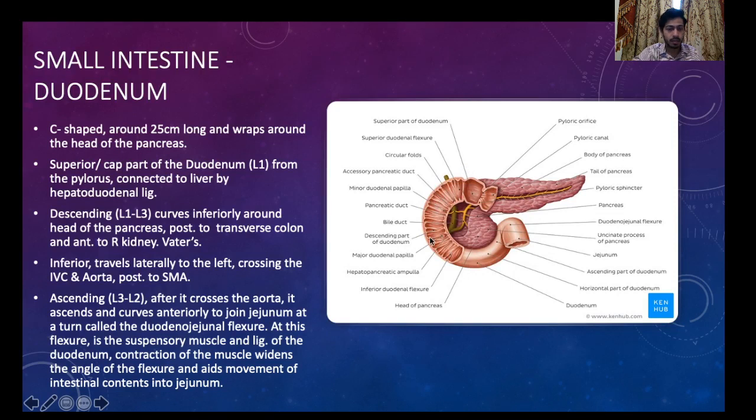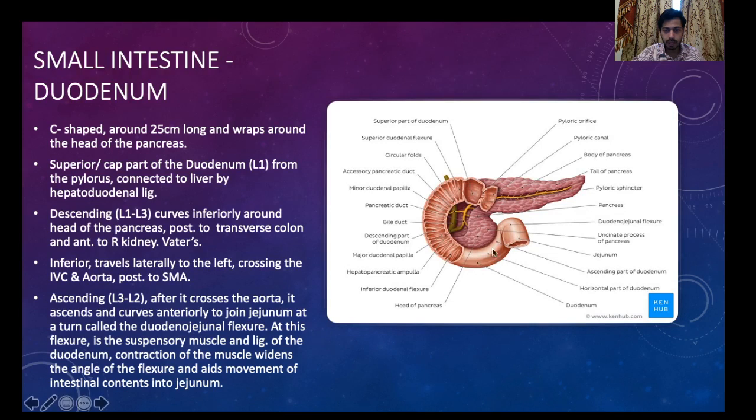And obviously you get the descending part. This is roughly from the levels of L1 to L3. It curves inferiorly around the head of the pancreas, posterior to the transverse colon, and it is anterior to the right kidney, so the kidneys are behind, because they're retroperitoneal. This is the part which will also contain the major duodenal papilla and the opening here, which will also be covered by a sphincter here. I'm trying to zoom in, but I can't, sorry.